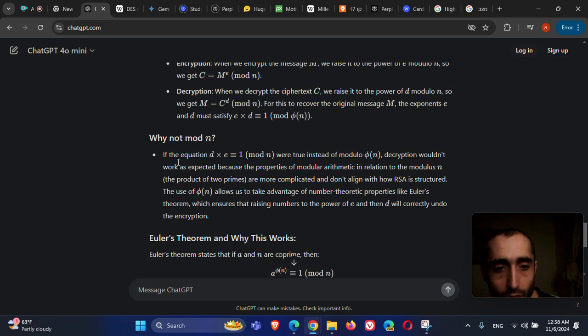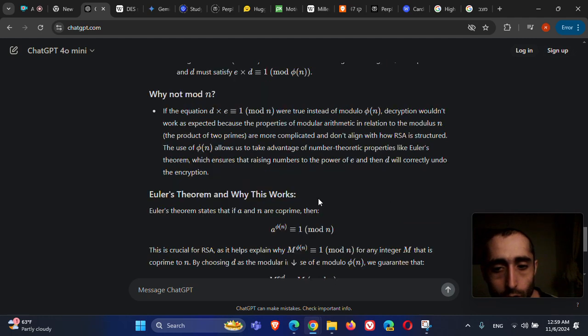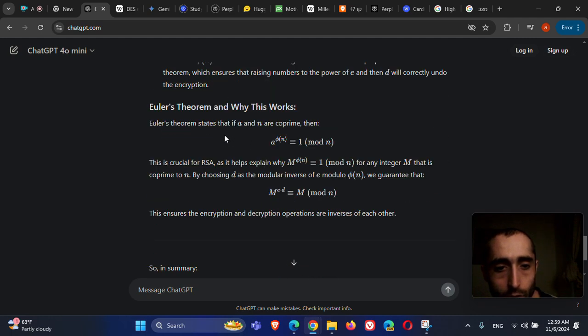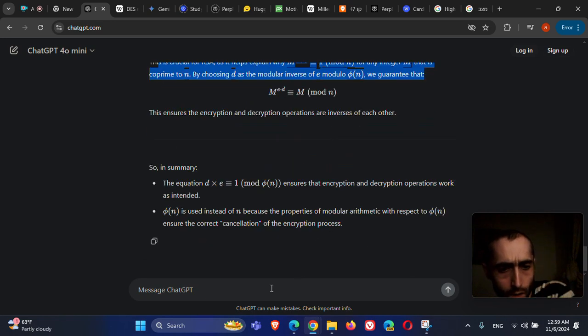Why not mod n? If the equation were true modulo n instead, decryption wouldn't work as we expected, because the properties of modulo n in relation to the modulus and the product of the primes are more complicated and not aligned with our structure. The use of the totient allows us to take advantage of number theory. Why does this work? Euler's theorem states that if a and n are co-prime, then a to the power of totient of n equals 1 for any integer m that is co-prime. By choosing the inverse, we guarantee that the equation ensures that encryption and decryption cancel out.